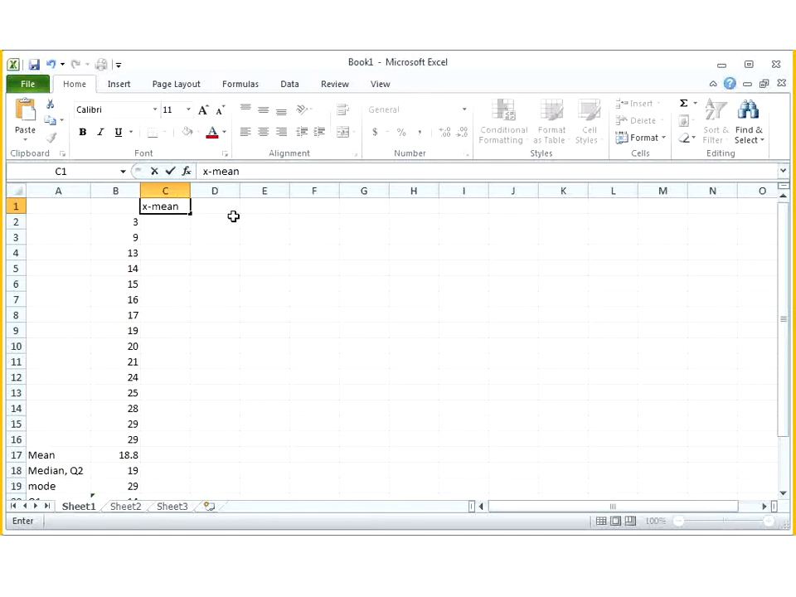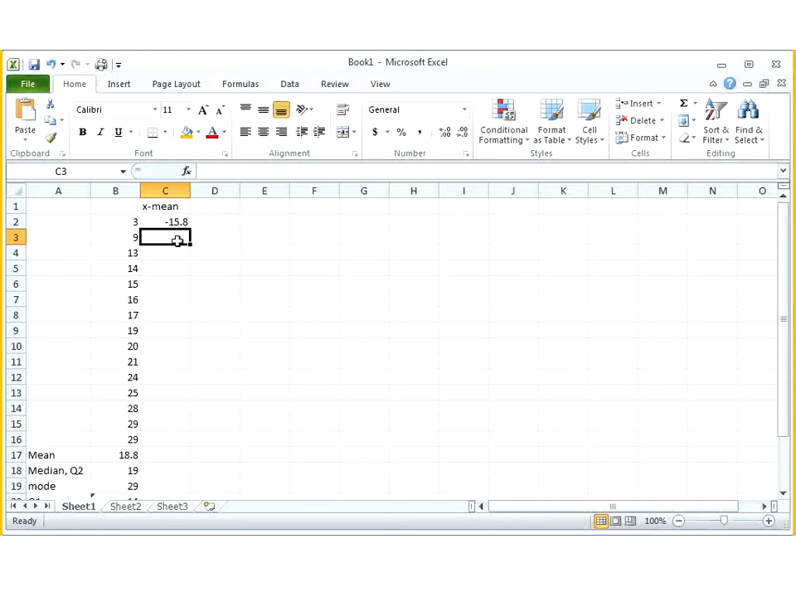18.8. So in order to figure that out, I'm going to create a formula and put equals, and I want this number, and I want to subtract the mean, which is that number. Okay? So I got an answer there.